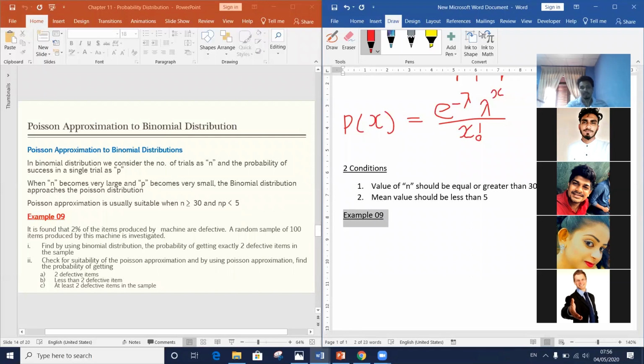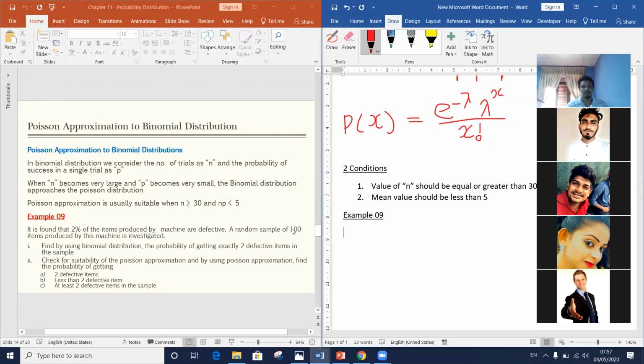Right. Example number 9. What does it say? It is found that 2% of the items produced by machines are defective. Right? Out of every 100 items made by a machine, 2 are defective items.